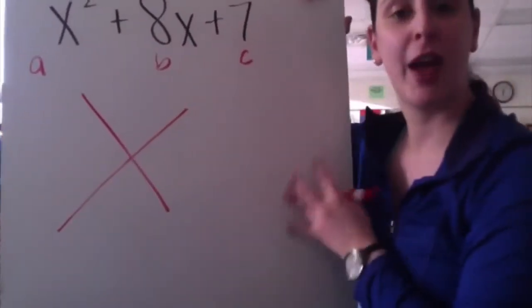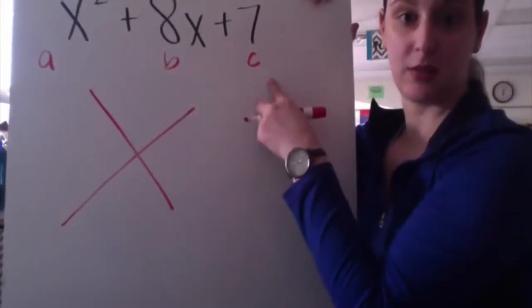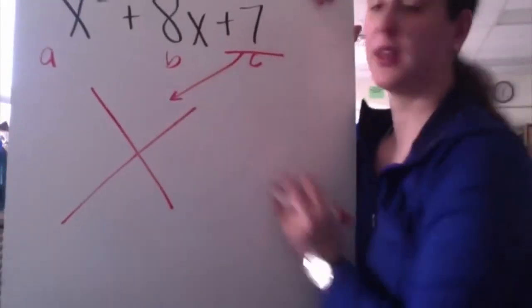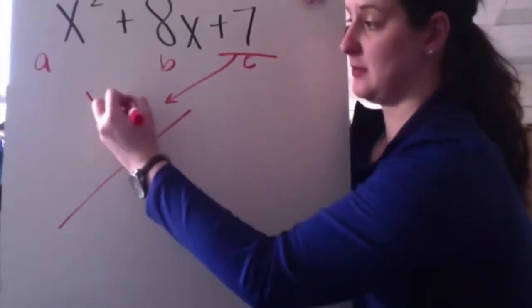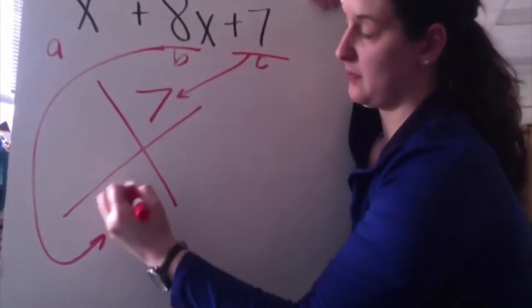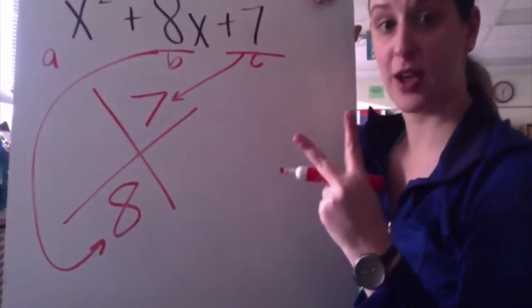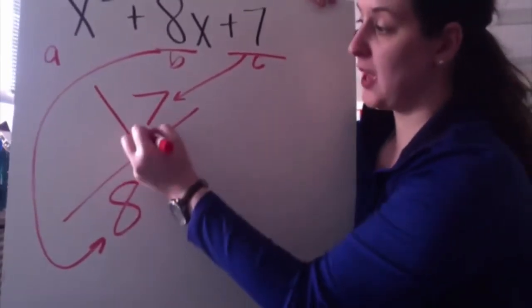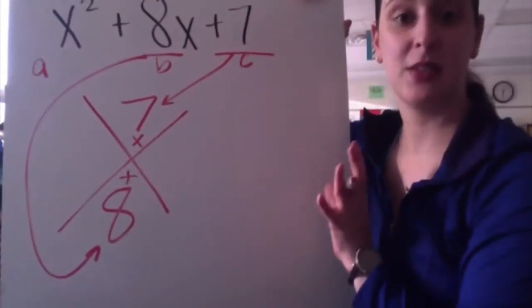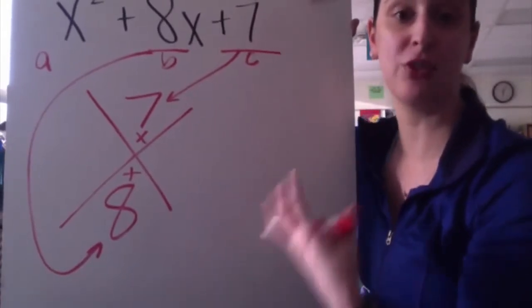The factors that we're going to deal with are our B and our C. We're going to snag our C first, which is our 7, and place it at the top of our X. Now, our B is going to go at the bottom, so it's going to be our 8. Now, we need to find two factors that multiply to create 7 and add to make 8. These can be positive or negative numbers, whatever combination works.